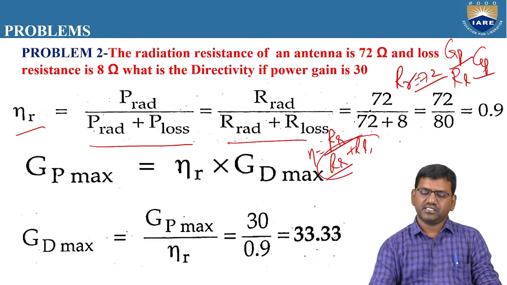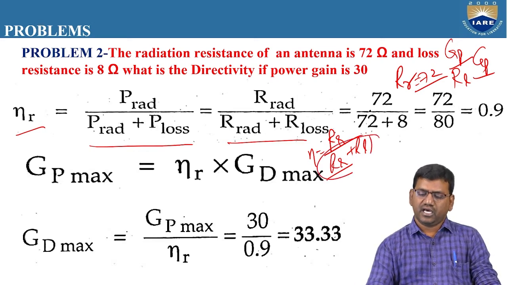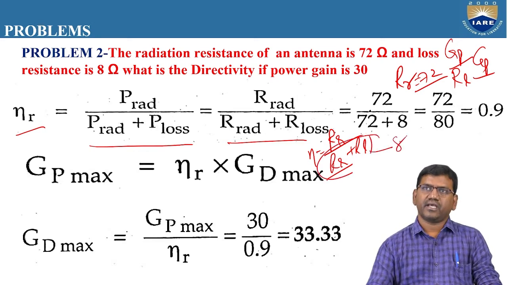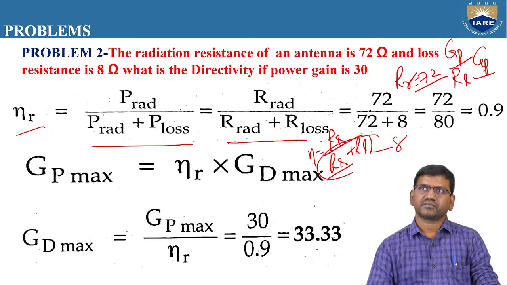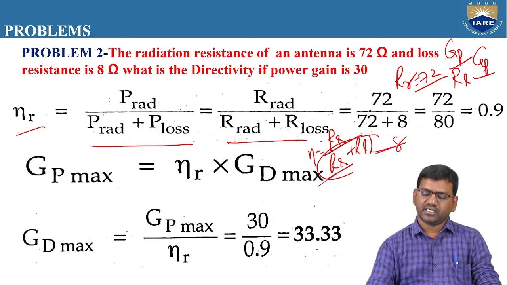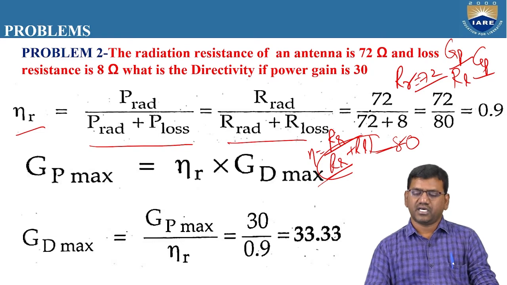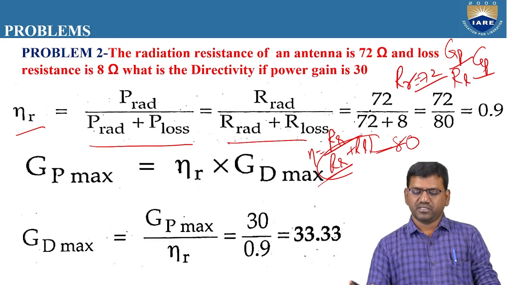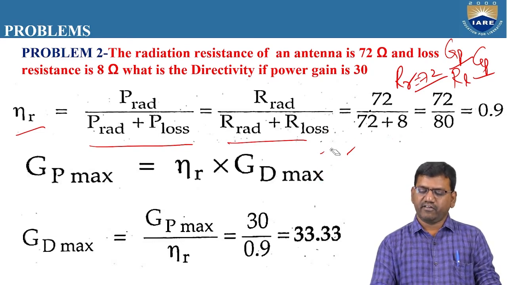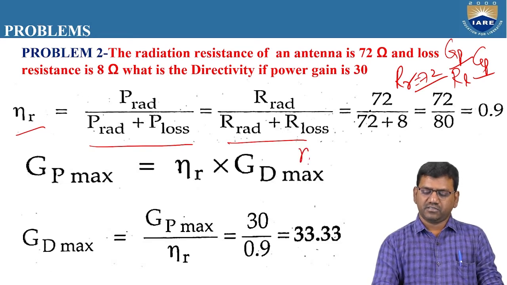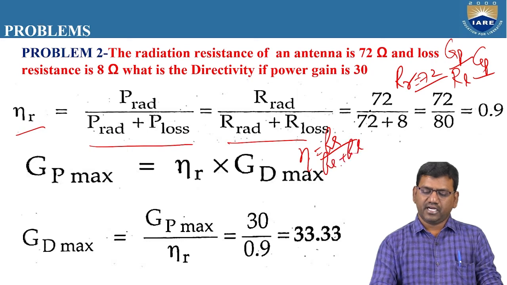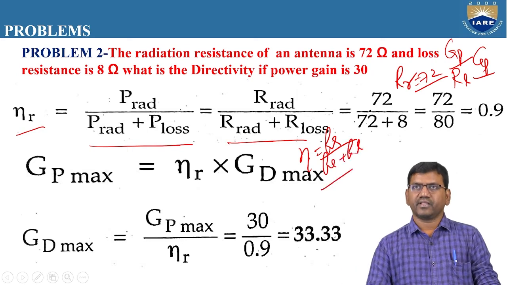RR is given as 72 ohms and RL is given as 8 ohms. Hence, RR plus RL becomes 80 ohms. So from the basic expressions of the given data, eta is equal to RR by RR plus RL, and directly we will get the value of eta.